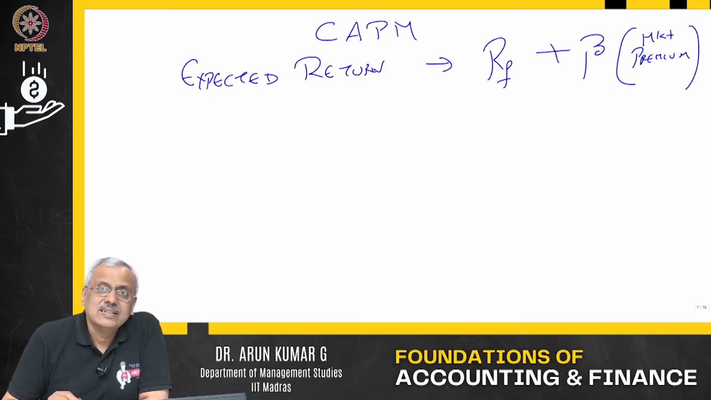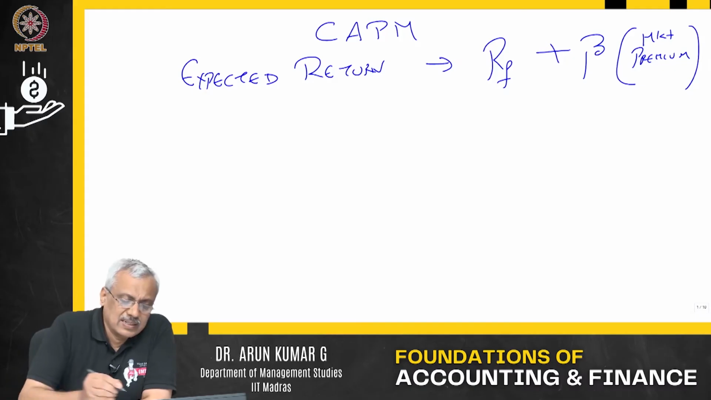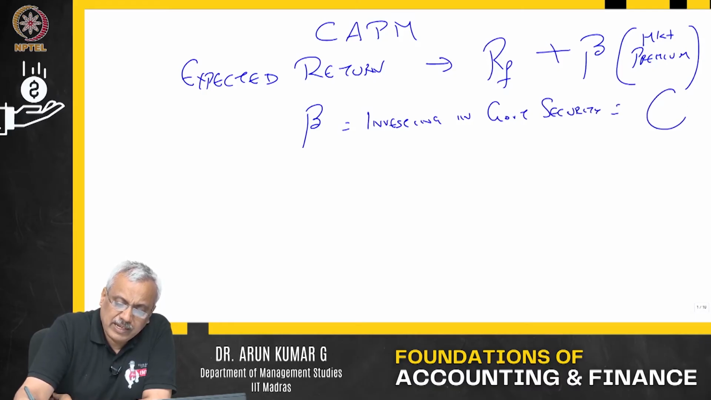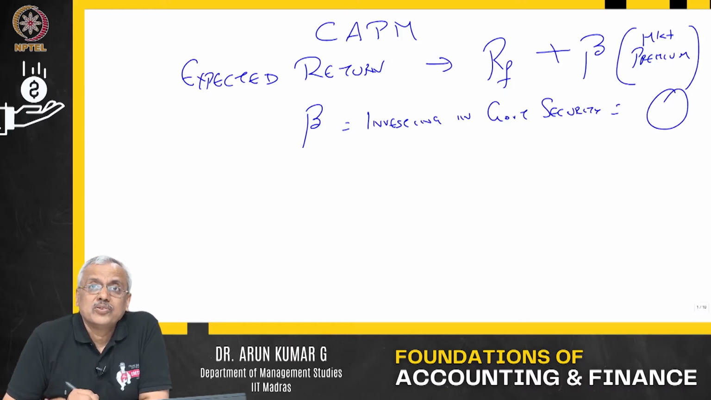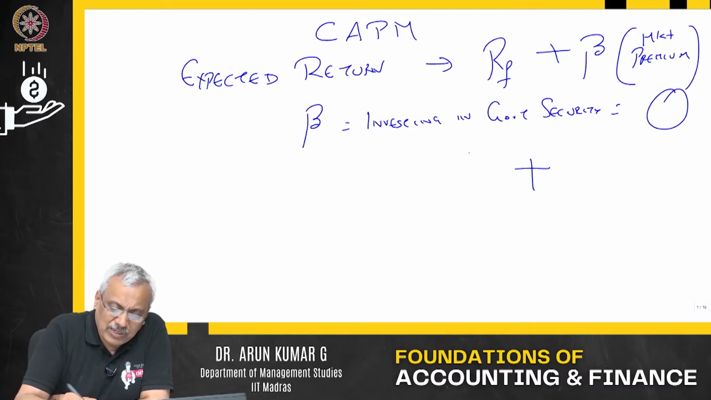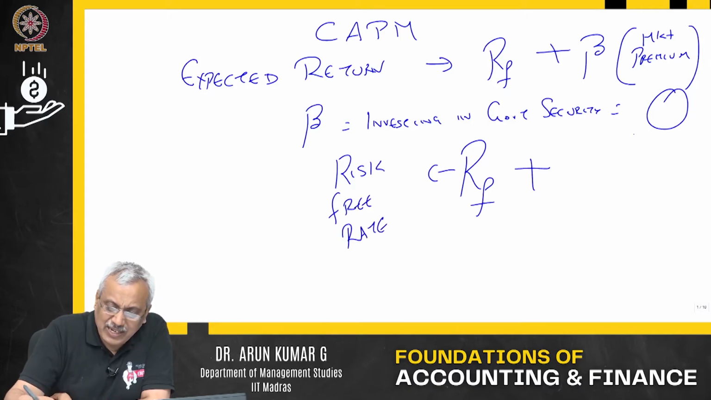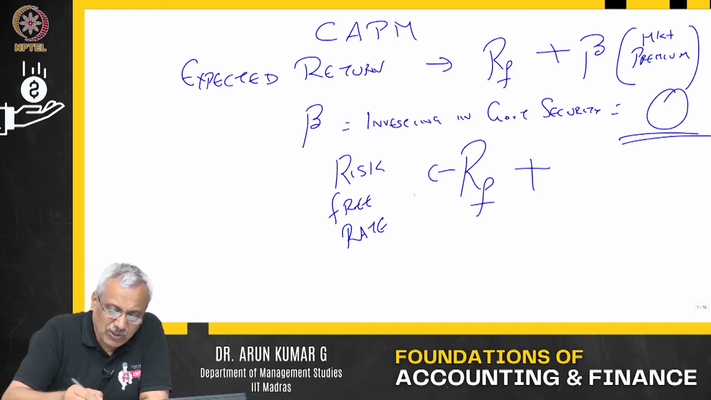To reiterate in simple terms, the beta of investing in a government security will be 0. So, what happens if beta is 0 in a government security? The minimum amount of return they give for compensating for your inflation is what we call RF, or the risk free rate. Why risk free? Because beta is 0, it is free of risk.